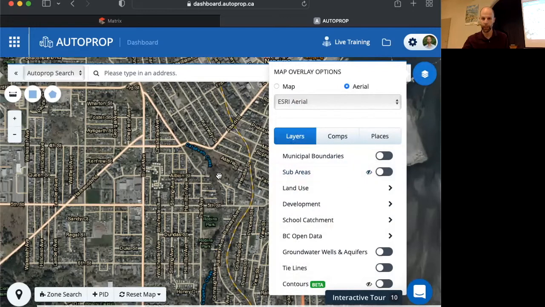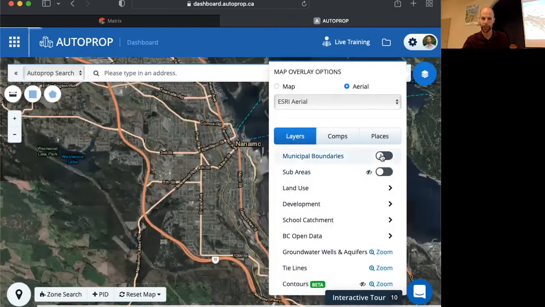So it covers things like municipal boundaries. So if I turn that on, it takes a little bit of time. It's pretty in depth. So you can see the red area is Nanaimo. That red border, anything outside of that is going to be the regional district of Nanaimo, not Nanaimo. So it covers things like that.